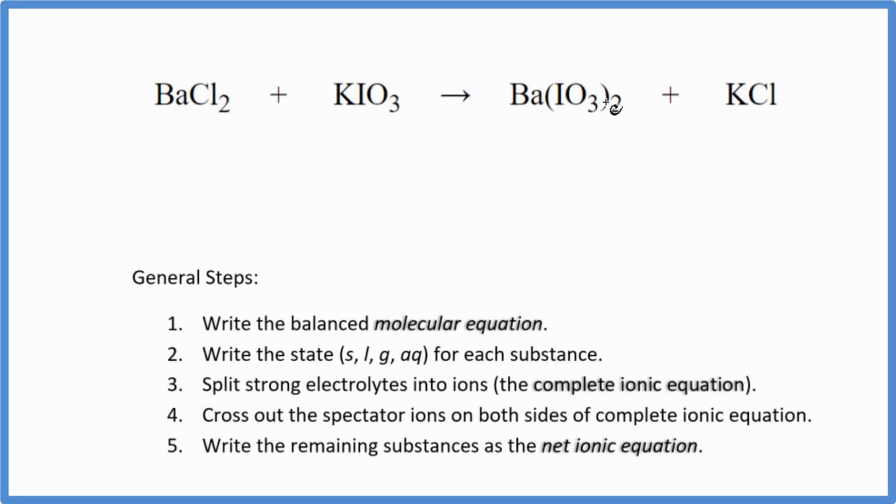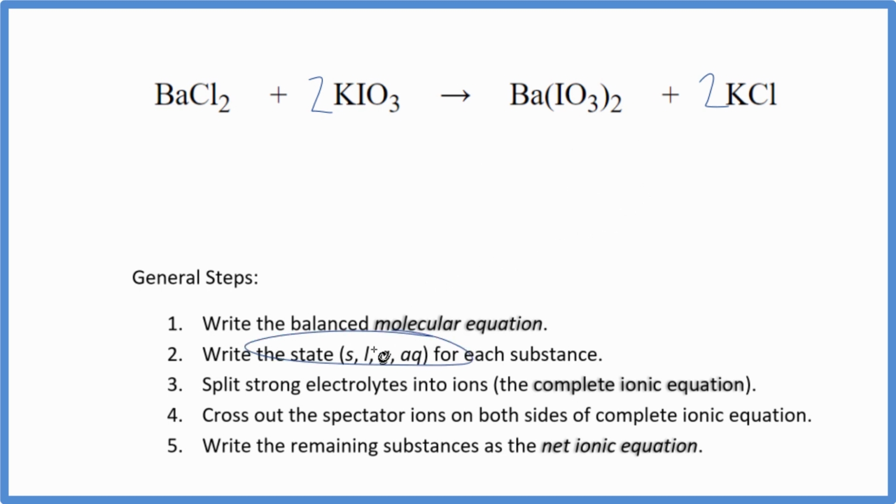And I can see that I have two iodate ions here and just one here. I'm going to put a 2 in front of the KIO3. Now the iodates are balanced, but I got two potassiums. Put a 2 here. That balances the potassium atoms. And then two chlorines, one barium, and one barium. That's the balanced molecular equation.